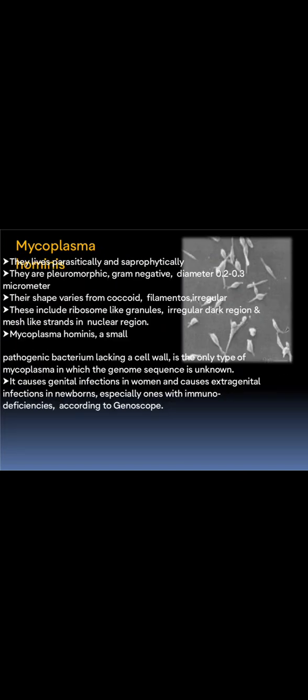Next one is Mycoplasma hominis. Here it lives parasitically as well as saprophytically, and it's a pleomorphic, gram-negative organism, and its size ranges from 0.2 to 0.3 micrometer. Its shape varies from coccoid to filamentous as well as irregular. Here you can see ribosome-like granules, and apart from that, irregular dark regions and mesh-like strands in the nuclear region. This organism is a pathogenic bacterium which lacks a cell wall, and it is the only mycoplasma whose genome is still unknown. It causes genital infection in women, and extragenital infection in newborns, especially those who have immunodeficiency, who get affected easily.